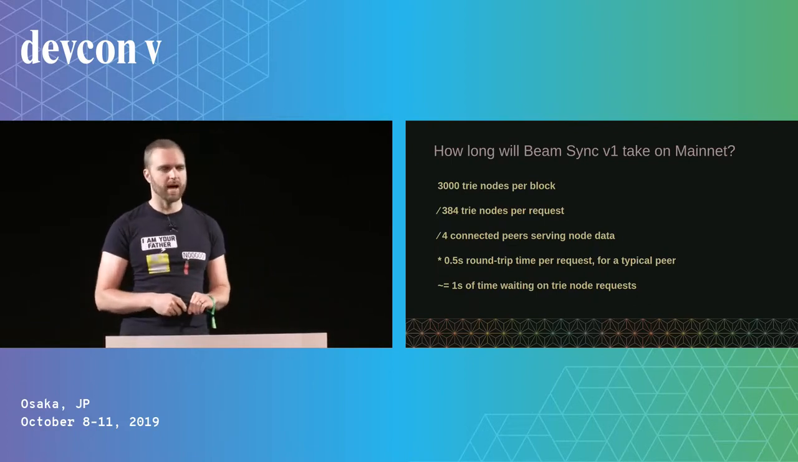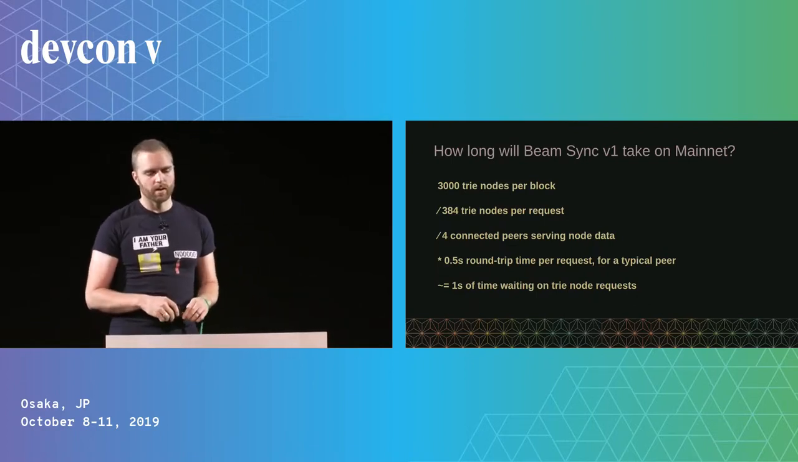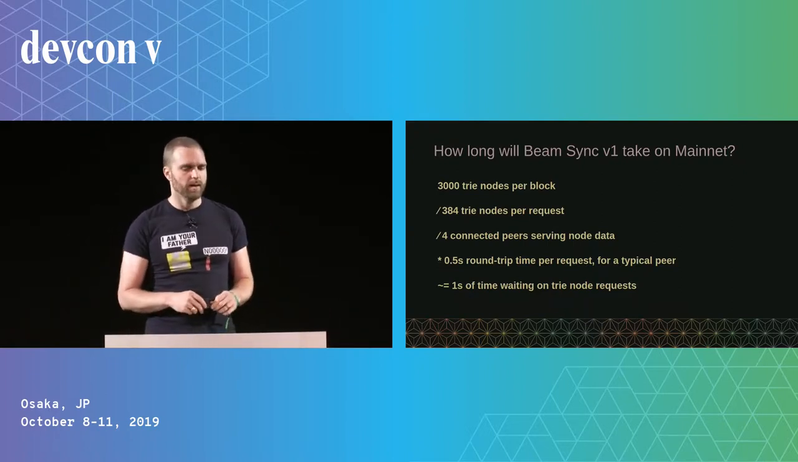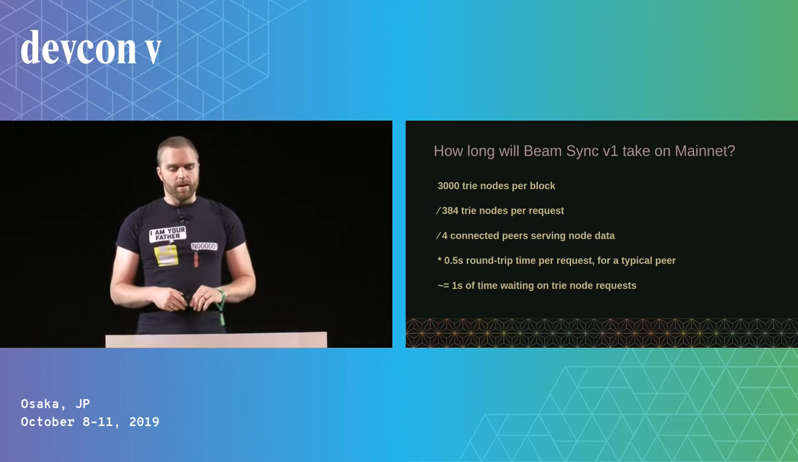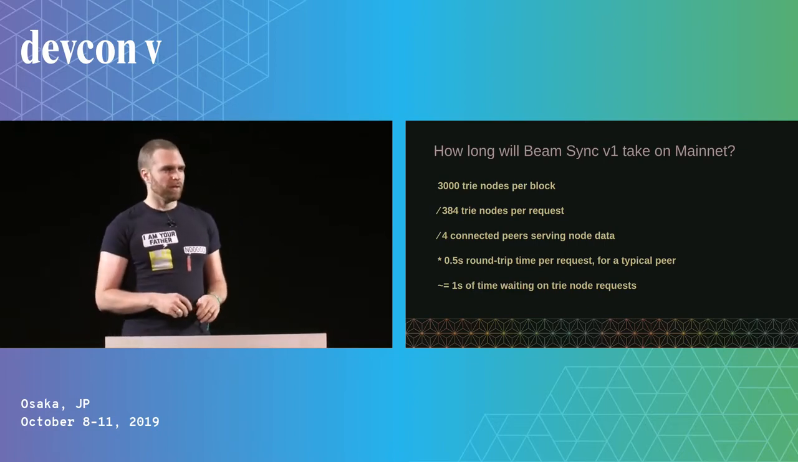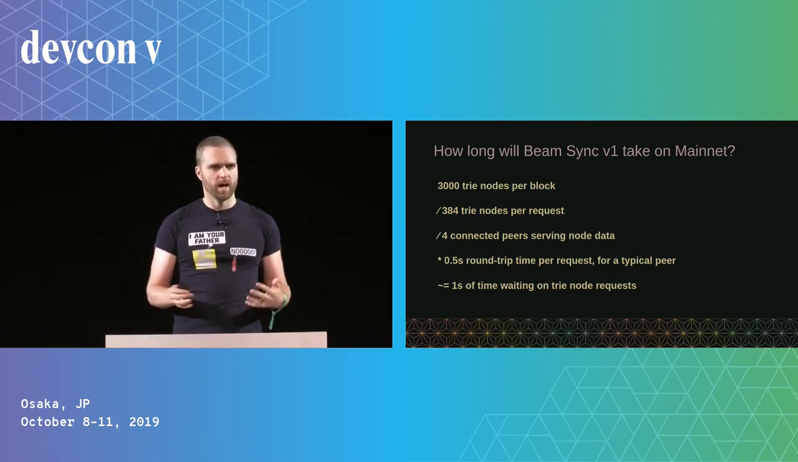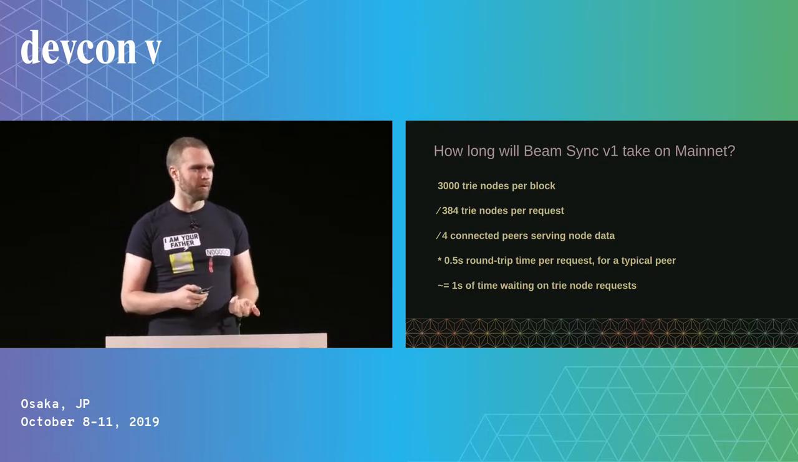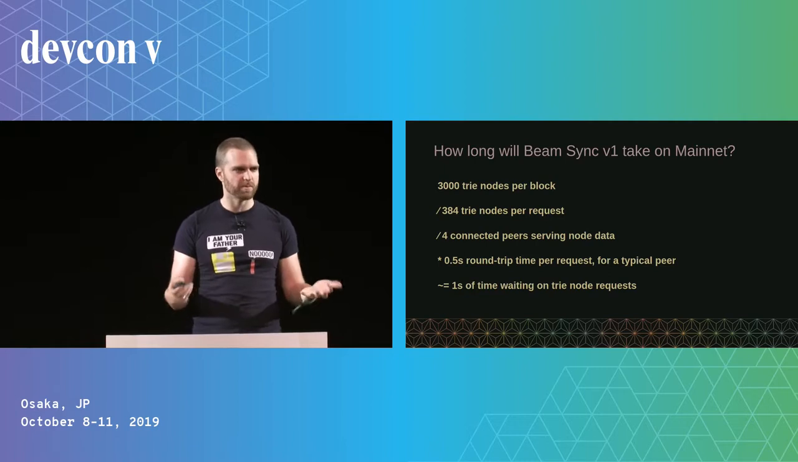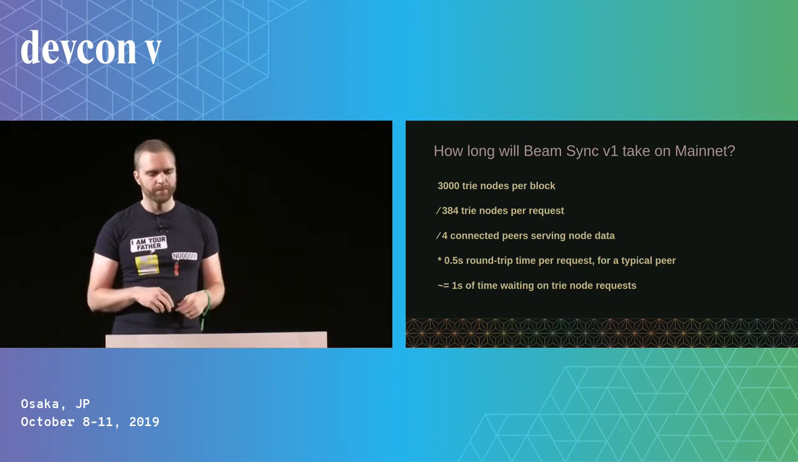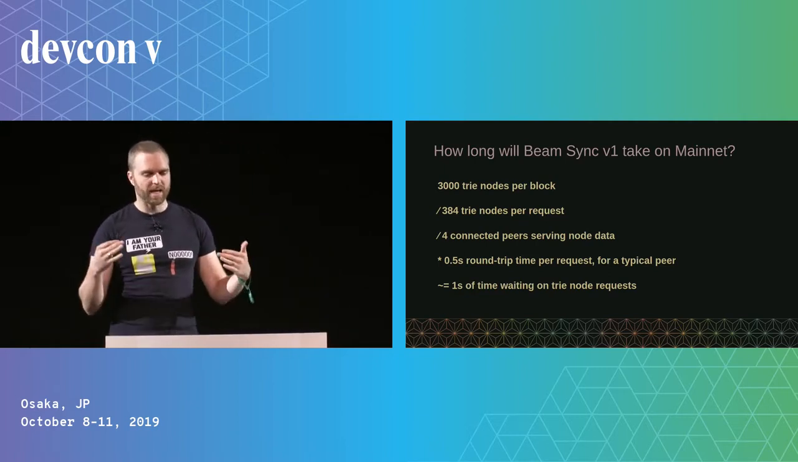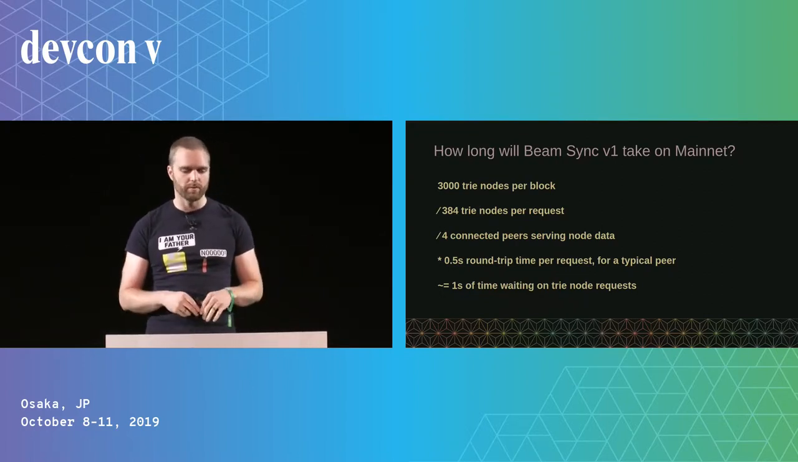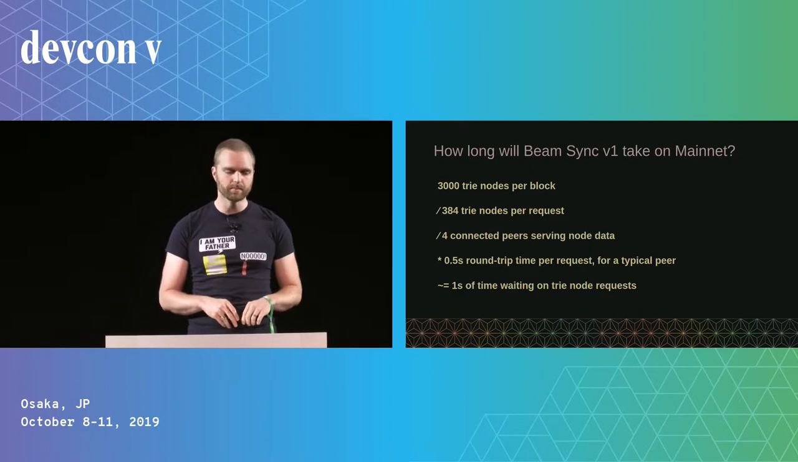Okay, so how much does that help us? Well, let's run some numbers. So let's say, again, 3,000 trinodes per block, rough number. But this time we get to group it into 384 at a time. And we're, again, assuming, and this looks about right from empirical tests, that most of the time spent is latency. So we get to group it up, and we get to also split it up. So we get to send these requests to, let's say, four different peers at once.